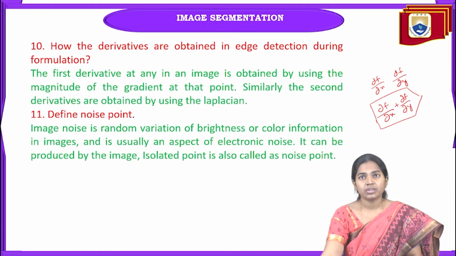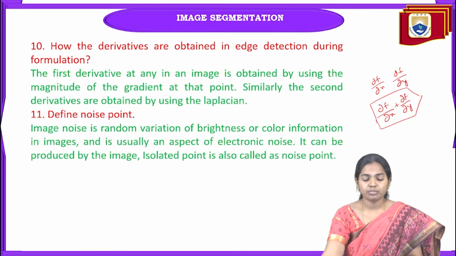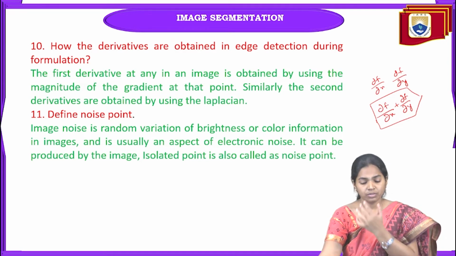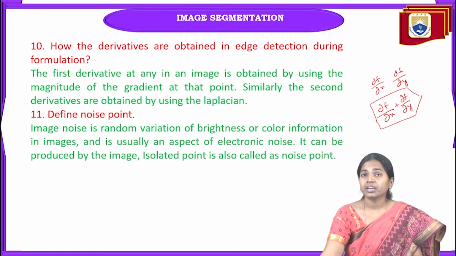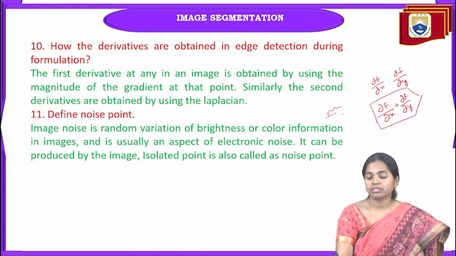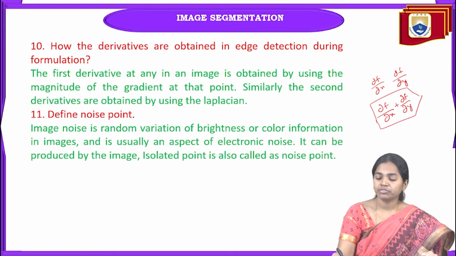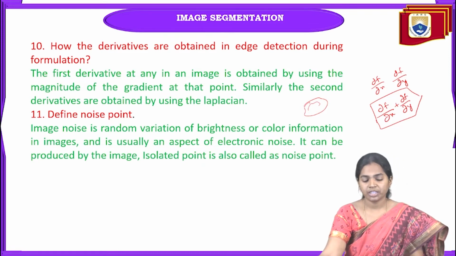Define noise point. Image noise is random variation of brightness or color information in images and is usually an aspect of electronic noise. Isolated points are also called noise points. Noise is a high frequency signal. If we consider an image and its histogram, some points reach their maximum level, which is shot noise. So image noise is random variation, randomly varying brightness or color information in images, usually an aspect of electronic noise.